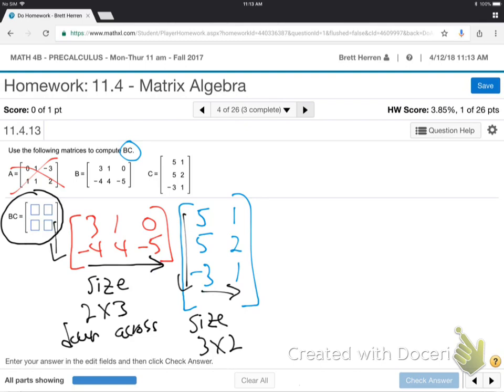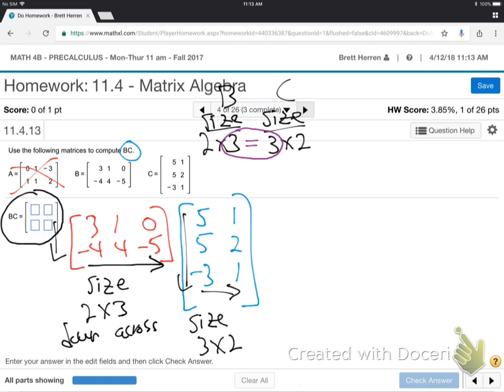Okay, I see that. So what? So again, let me write it up here. The size of B is a 2 by 3, and the size of C is a 3 by 2. What does that have to do with the size of the answer matrix? Well, here's the weird deal. These inside numbers must be equal. If they aren't, you can't even do it. That's the first requirement.